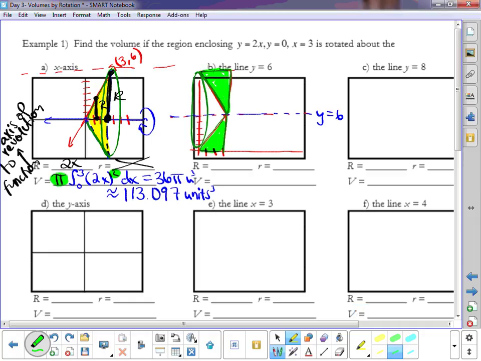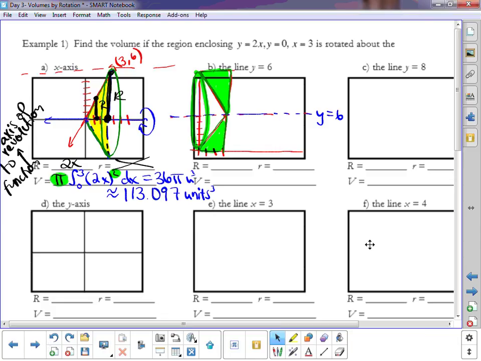So again, we can see for this one, the outside shape looks like a cylinder, right? And then we have that cone cut out of it. So here, do we have a gap? Yeah, we definitely have a gap. You want to look to see, is there a gap anywhere within your solid? We definitely have a gap. So we're going to use the washer method, with both big R and little r.